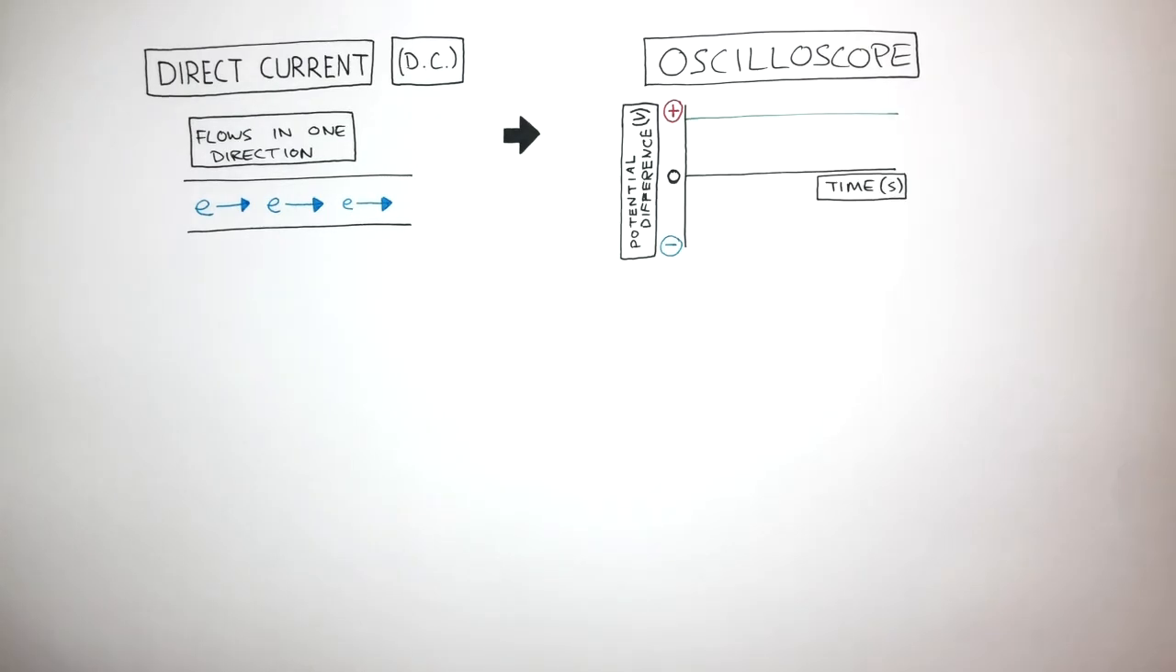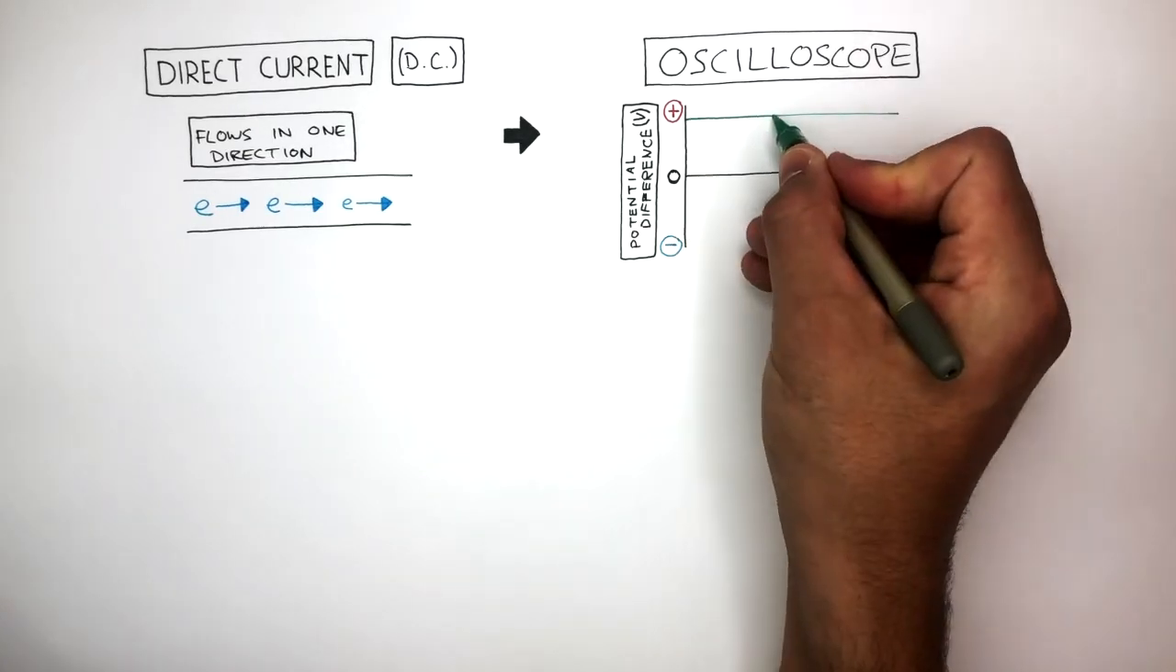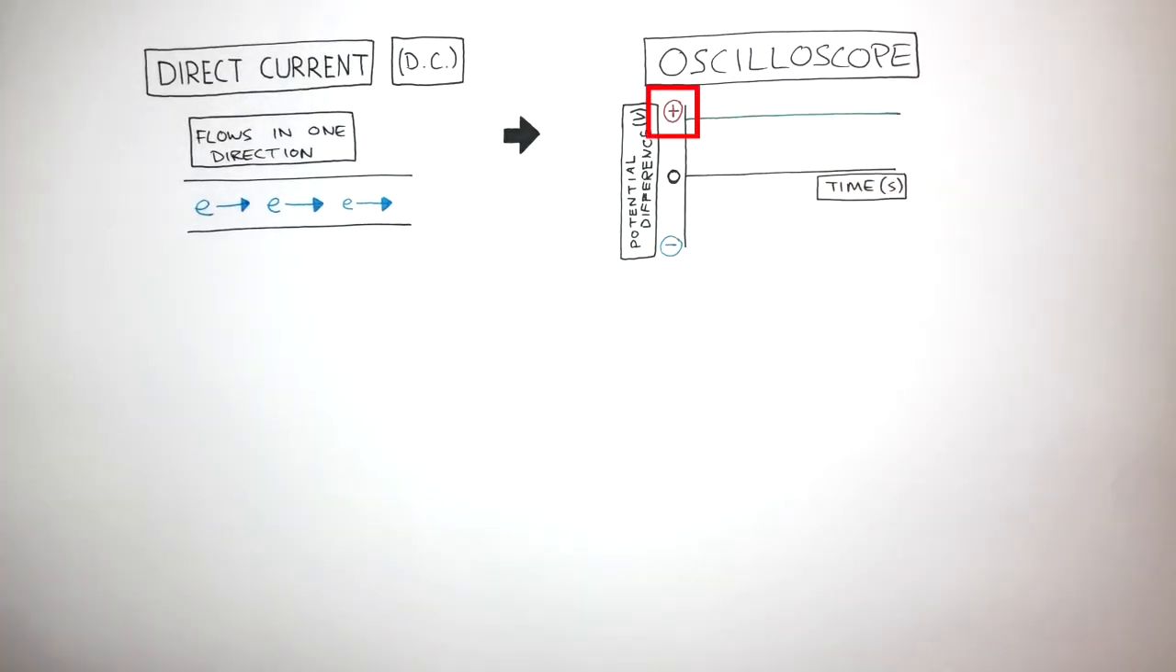In this graph, we can see how there is time on the x-axis and potential difference on the y-axis. The positive symbol shows the potential difference in the forward direction, and the negative symbol shows the potential difference in the backwards direction. The oscilloscope shows how the potential difference is a flat horizontal line in the forwards direction. This backs up the argument that the direct current is when the electric current flows in one direction only.